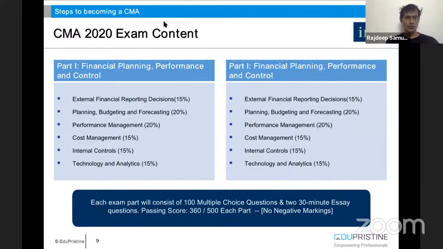Okay, so on part 1, you have 6 sections: external financial reporting, planning and budgeting, performance management, cost management, internal controls, and technology and analytics. Now, the institute will give you a clear demarcation of which section has what weightage. Okay, so financial reporting has 15% marks, budgeting is 20%, performance management is 20%. That's all about variances and how do you compute, how do you measure, how do you manage.